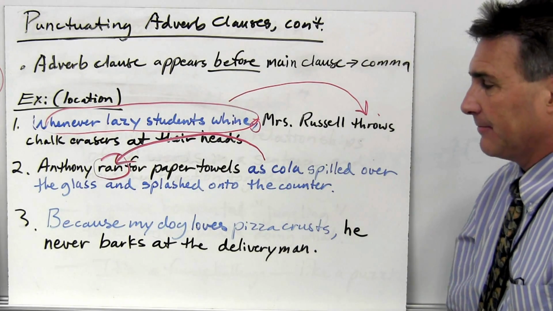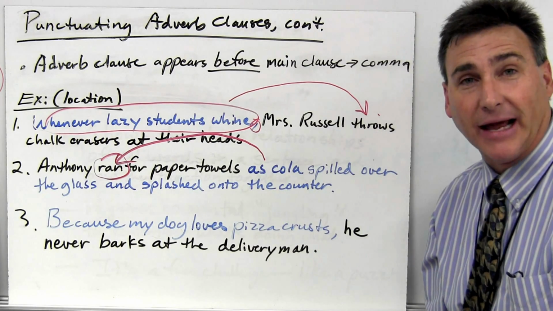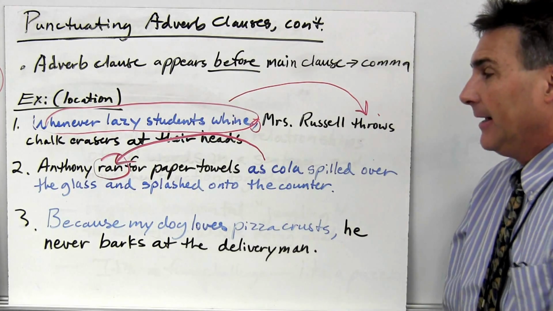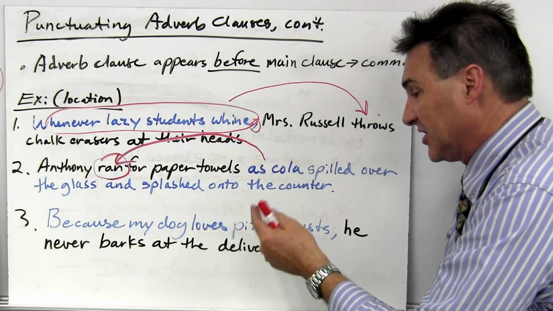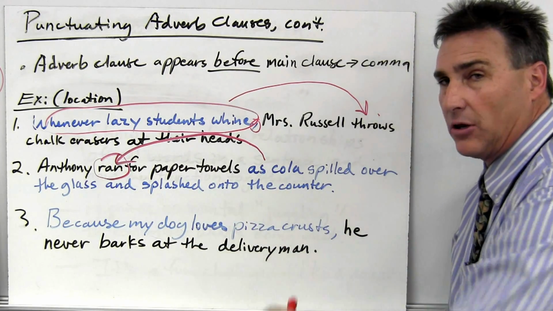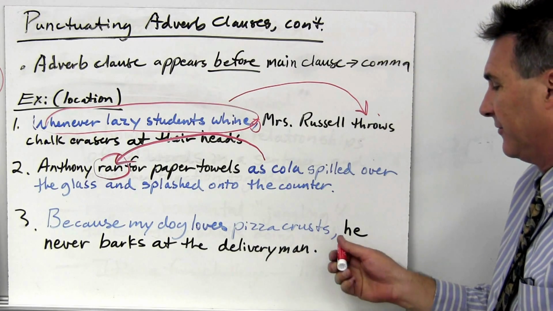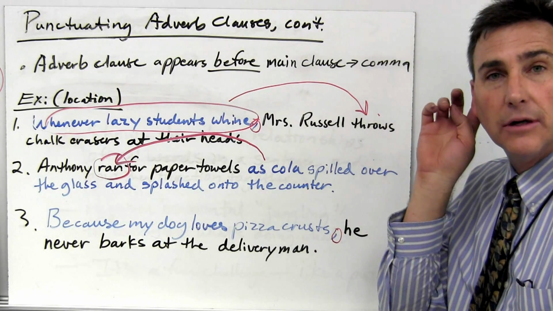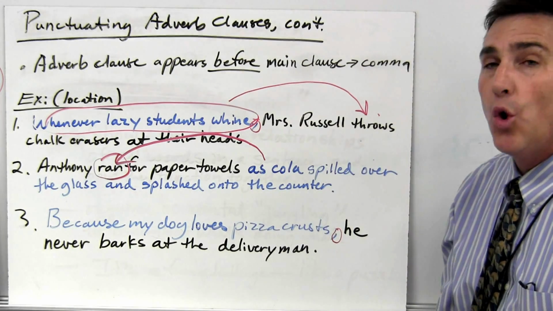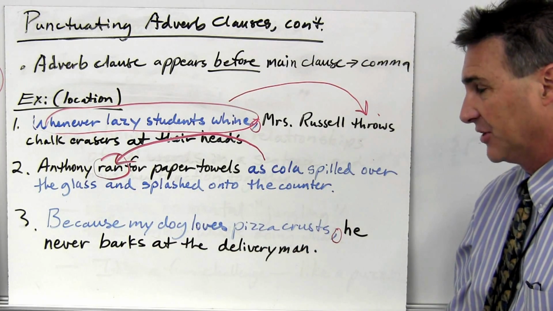Final example here. Because my dog loves pizza crusts, he never barks at the delivery man. I guess I wouldn't either. The subordinate clause, adverb clause in this case, comes before the main clause, the independent clause, so we need our comma, and there it is, following that rule. But let's undertake our other exercise. What is this clause modifying? What? Because my dog loves pizza crusts.